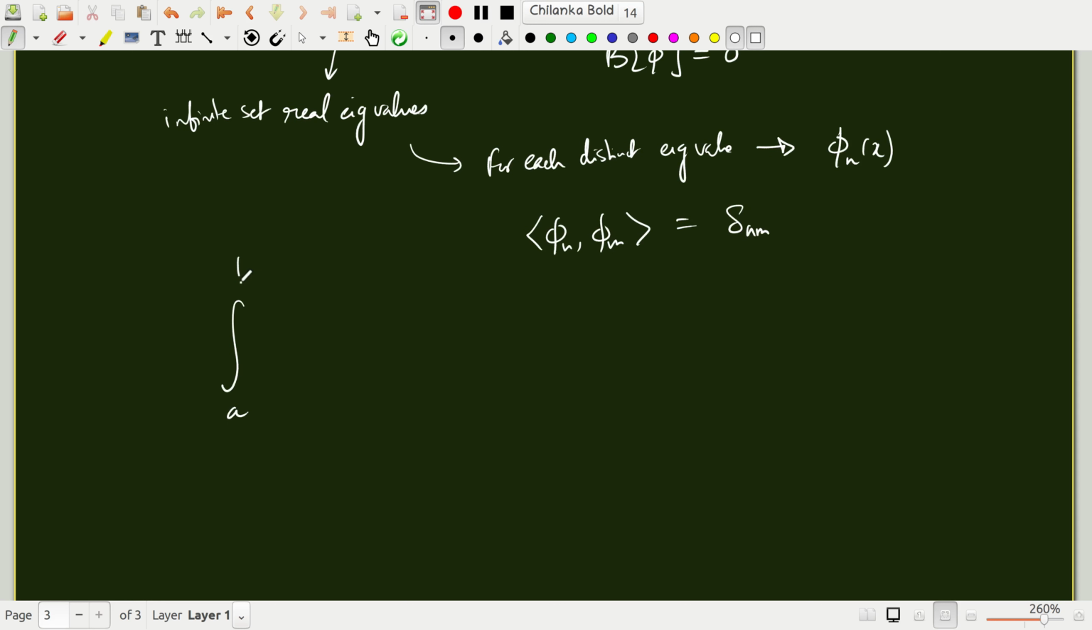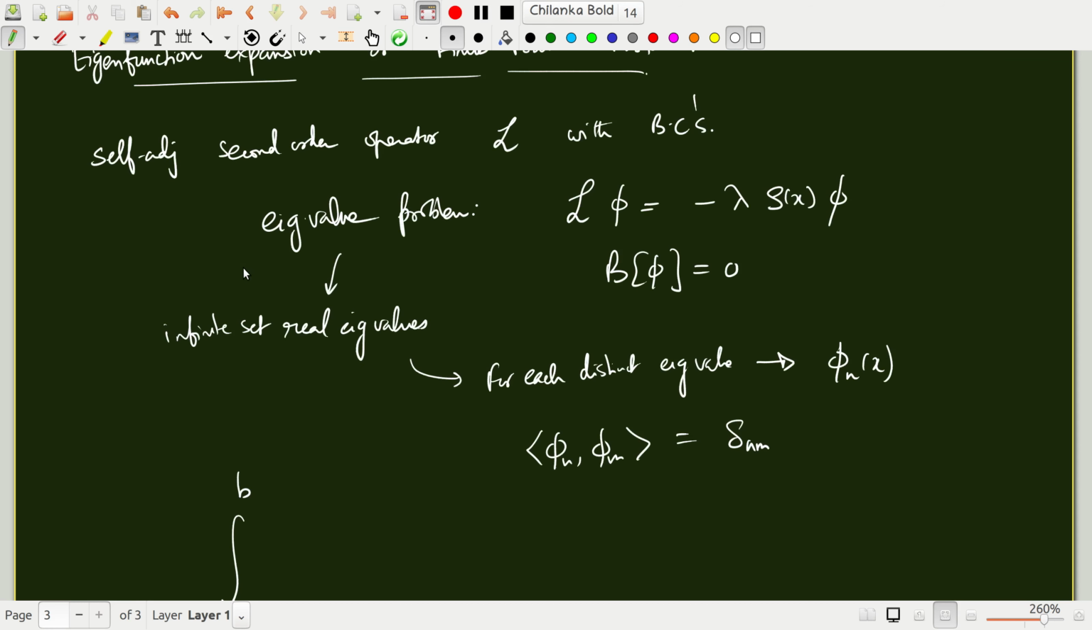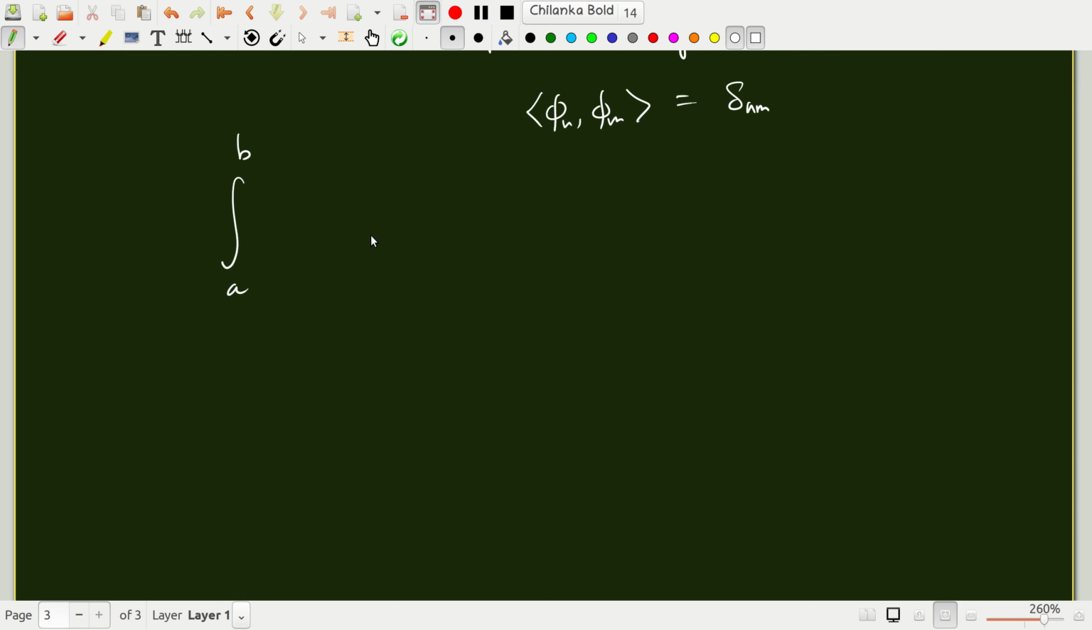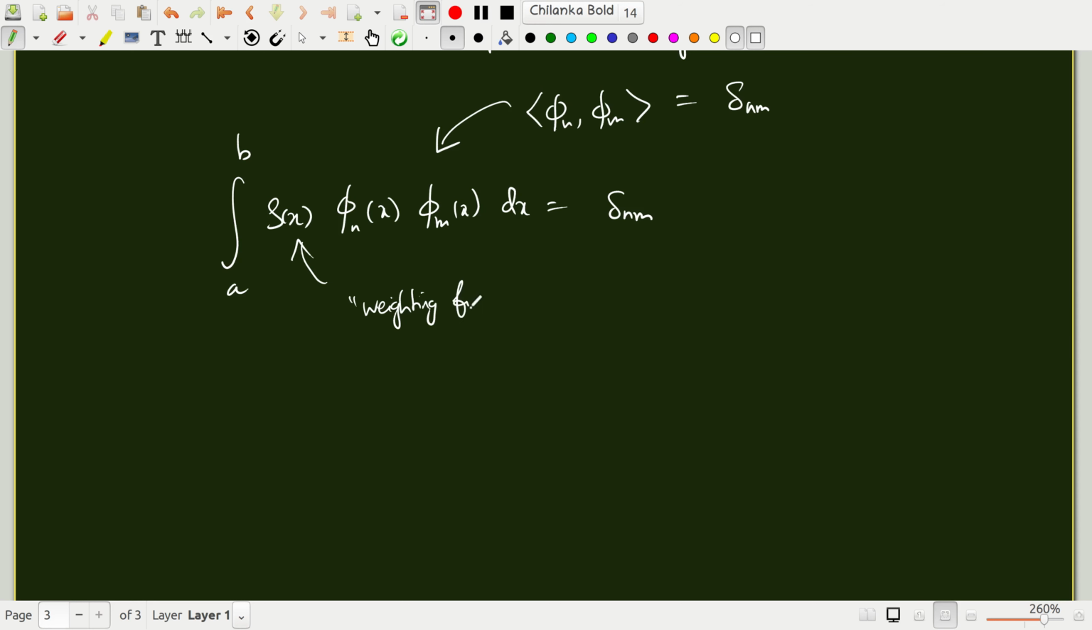In general, when you have rho of x here in the eigenvalue problem, if it is 1, that's fine. If it is not, if it's some other function, let's say x or something, the definition of inner product will have rho of x. Okay, the inner product is delta n. This is the meaning of the inner product. This is sometimes called the weighting function.